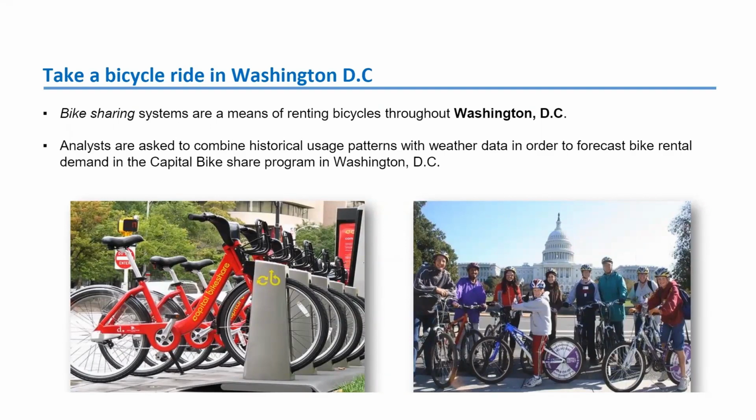Analysts are asked to combine historical usage patterns with weather data in order to forecast bike rental demand in the capital bike share program in Washington, D.C. So you are being asked to create a regression model to find out how many bikes are going to be rented on a particular day.